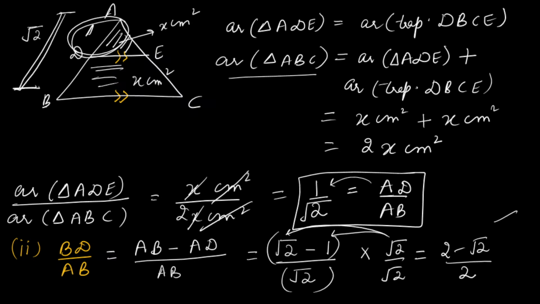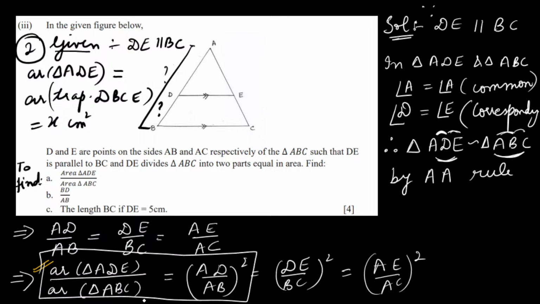So what we did, I'll just explain. From the first part we had found the ratio of the two similar triangles. We know this result at the starting itself. We wrote that the ratio of the areas is equal to the ratio of the squares of the corresponding sides. This we have done, so we used this and found the required ratio.